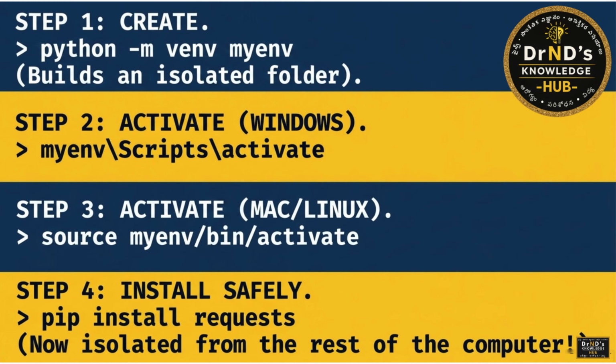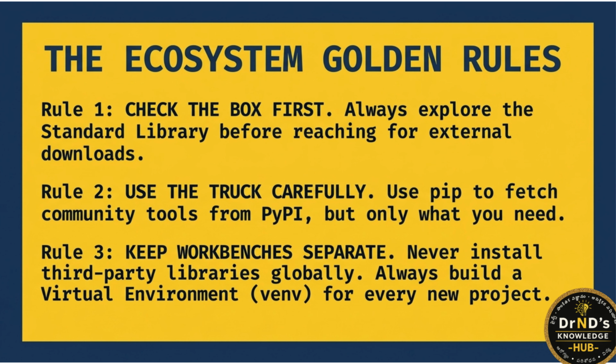Let's conclude today's lecture with three important rules that every Python programmer should remember. Rule 1. Always check the standard library first. Many tasks can be completed without downloading additional packages. This keeps programs lightweight and efficient. Rule 2. Install only the packages you actually need. Avoid unnecessary software installations. Smaller environments are easier to maintain and update.